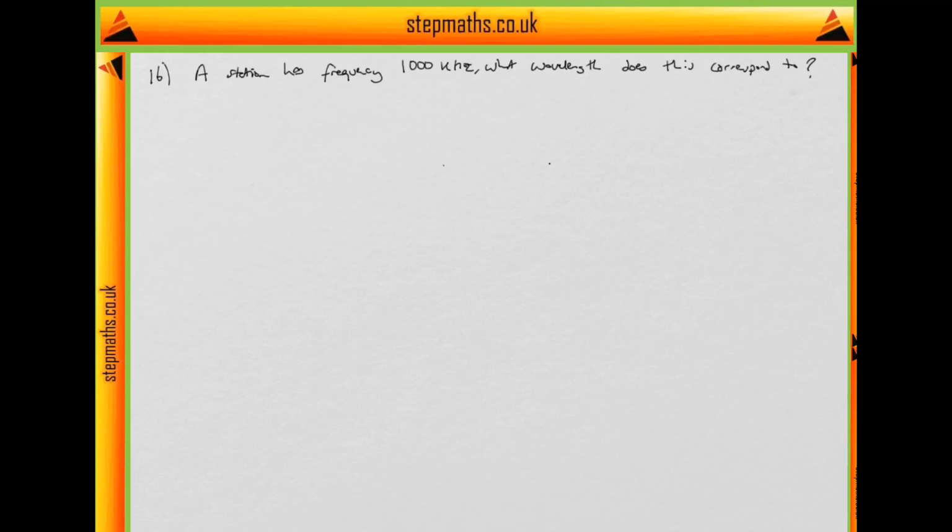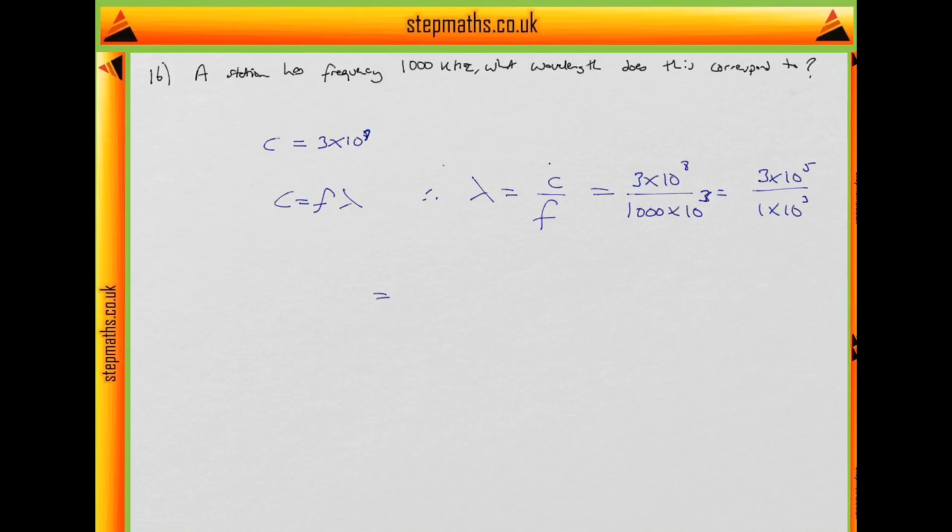Okay, well we know that it's a radio wave, so it's light. So we now have speed c, 3 times 10 to the 8 meters per second. We also know c is f lambda, and therefore lambda is c over f, which is 3 times 10 to the 8 divided by the frequency, 1000 times 10 to the 3, which is 3 times 10 to the 5 over 1 times 10 to the 3, which gives us a wavelength of 300 meters.